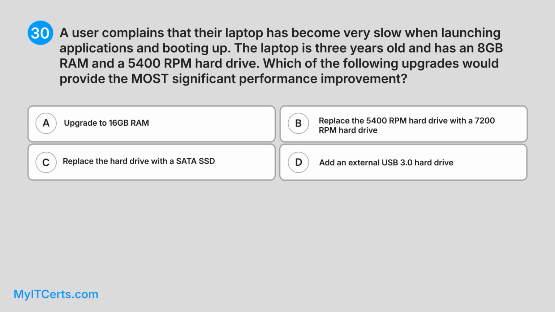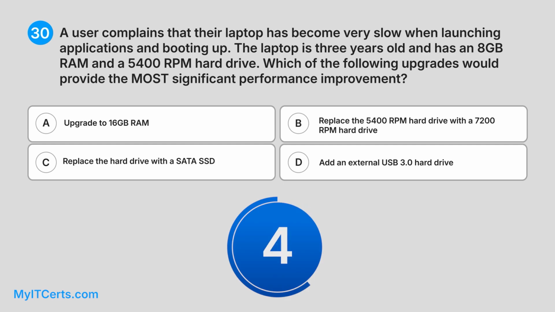A. Upgrade to 16 GB RAM. B. Replace the 5,400 revolutions per minute hard drive with a 7,200 revolutions per minute hard drive. C. Replace the hard drive with a SATA SSD. D. Add an external USB 3.0 hard drive. What do you think is the answer?